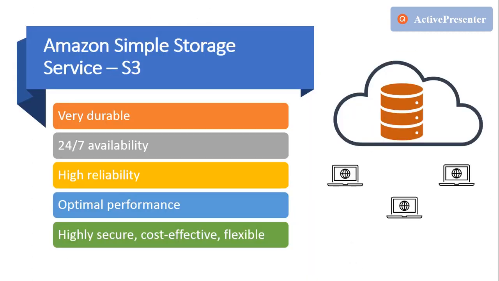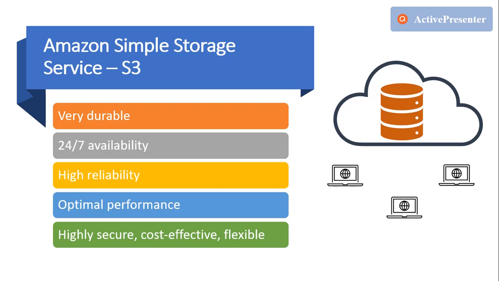S3 is Amazon's Simple Storage Service. It's basically a storage service provided online on the cloud by Amazon Web Services. It's very durable, with 24 by 7 availability guaranteed by Amazon. Amazon maintains multiple availability zones, which guarantees 24 by 7 availability in case one goes down. It is highly reliable and its speed is optimal. It's very secure, cost effective, and flexible. Those are the different features that S3 provides.